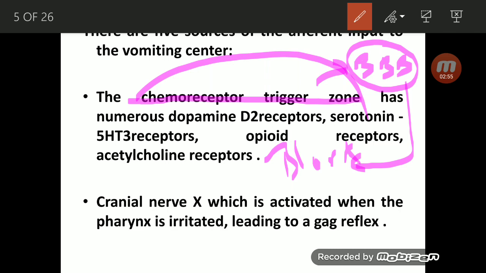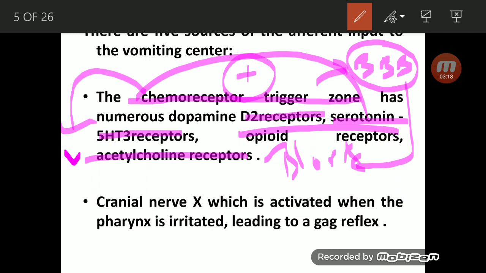for toxic substances. Whenever these toxic substances activate your chemoreceptor trigger zone, which has different receptors such as dopamine receptors, serotonin that is 5-HT3 receptors, opioid receptors, as well as acetylcholine receptors, the chemoreceptor trigger zone gets activated and sends an impulse to your vomiting center, which induces the process of vomiting.